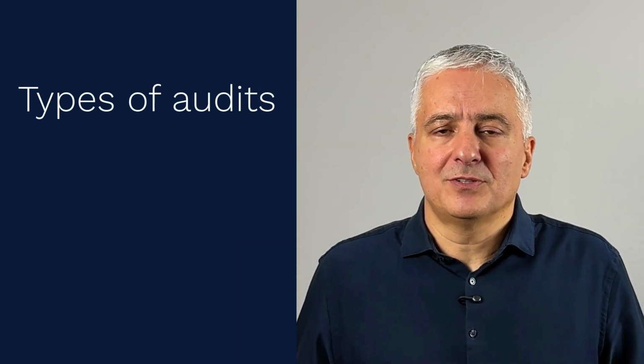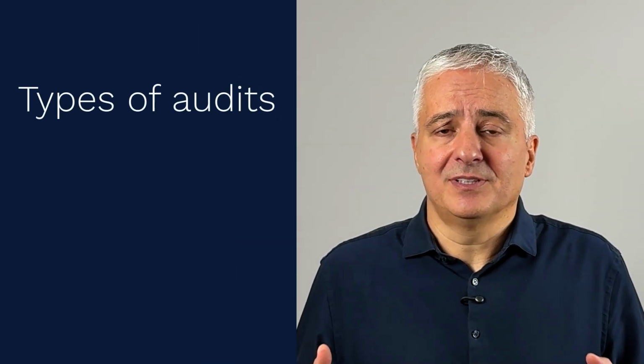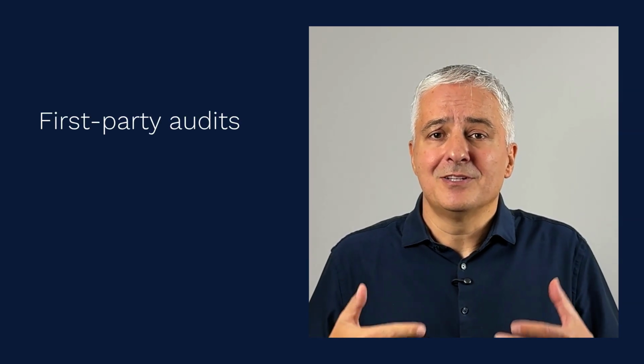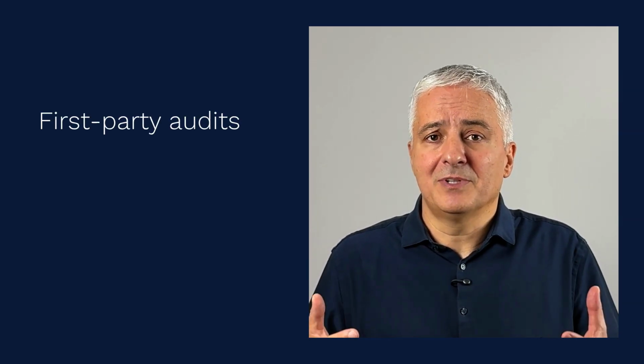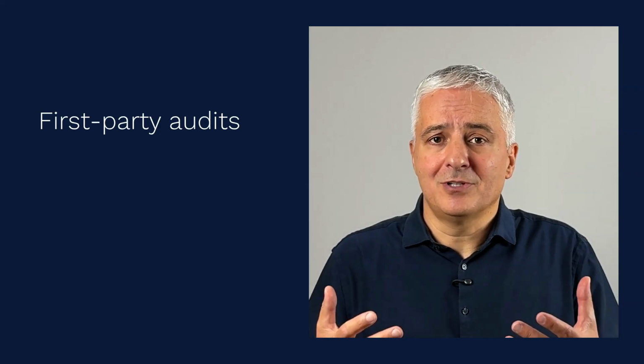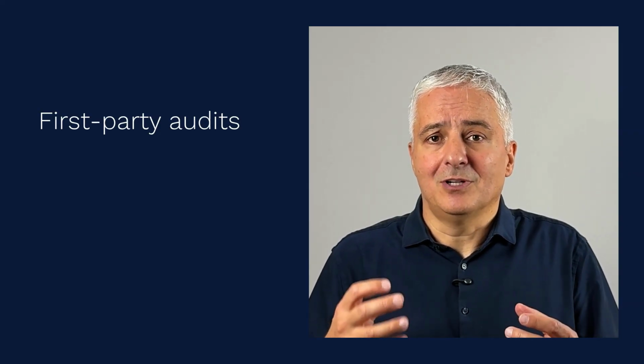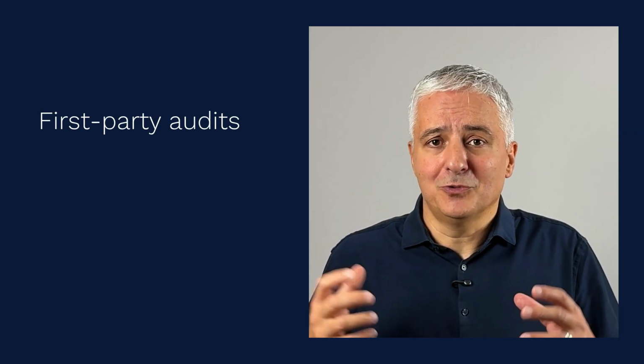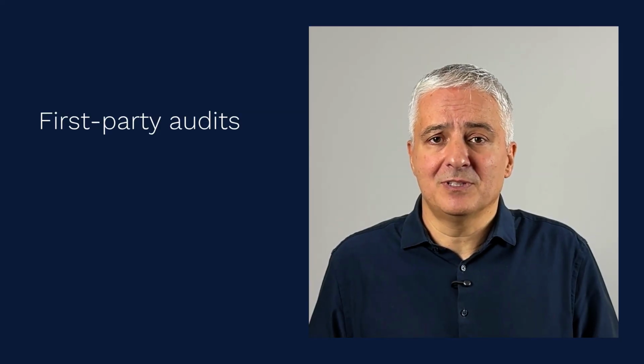Okay, let's go first through what types of audits exist. There are first party audits, second party audits, and third party audits. First party audits are internal audits. This is where a company has to organize its own internal audit, and the results of this audit are reported only to the company itself, meaning to the management within the company.